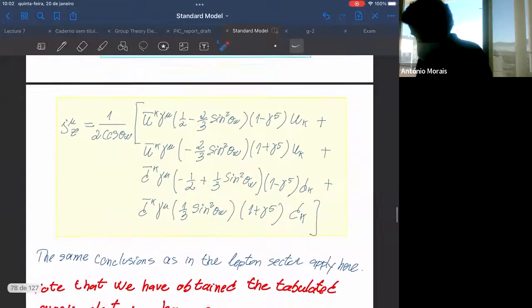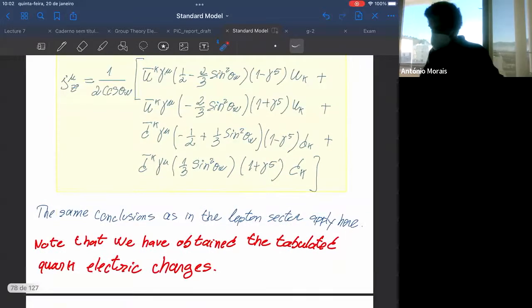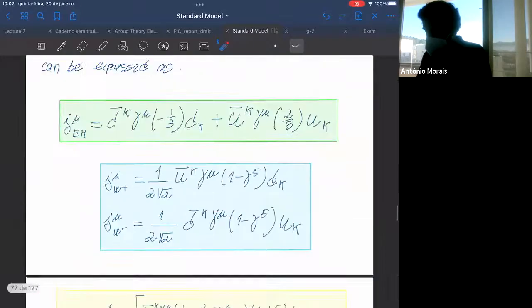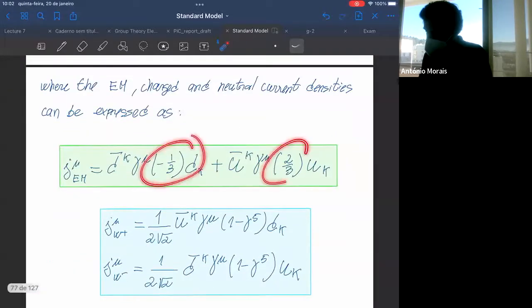So we can just take the same conclusions that apply to the lepton sector that we discussed in the previous lecture. And yeah, this is what I've just said, the tabulated electric charges that we immediately obtain out of the box here.